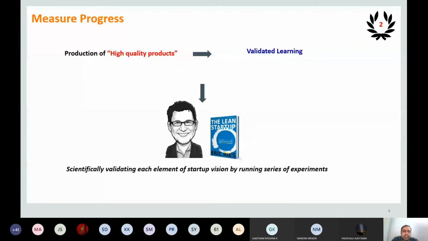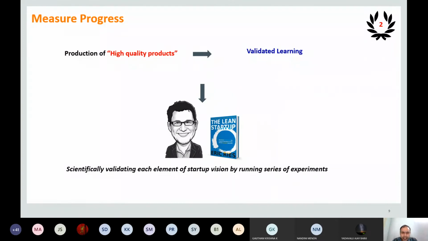So that has to be done in a scientific way. We call that scientifically validating each element of a startup vision by running a series of experiments. So we are going to run some experimental tests, or some trials, to achieve this. But how to achieve this is a very, very important question. How to do this validated learning?